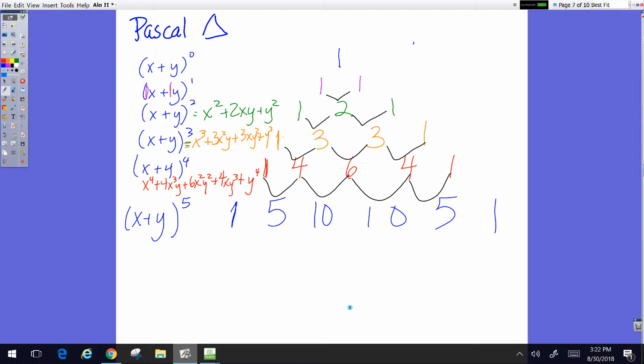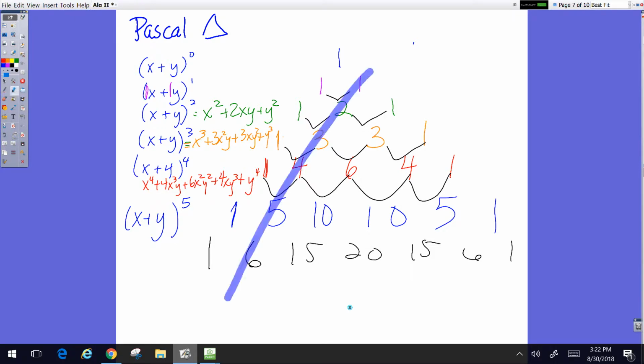Does it go on forever? It can, but we're not going to go forever, I promise. Alright, so what is it? 1, 6, 15, 20, 15, 6, 1. Do you see the beautiful symmetry? Did you notice things like this is all ones and this is all ones? Did you notice other weird things like this counts down and this counts down?